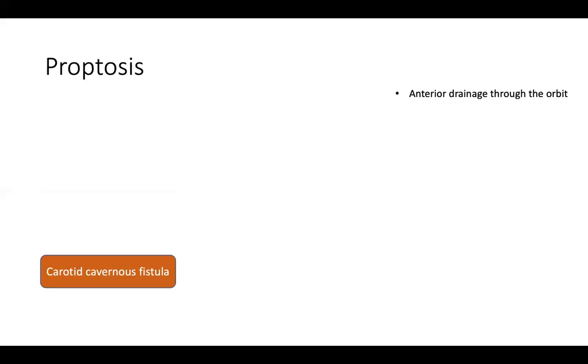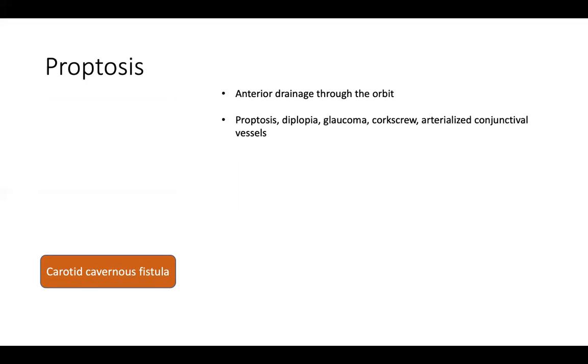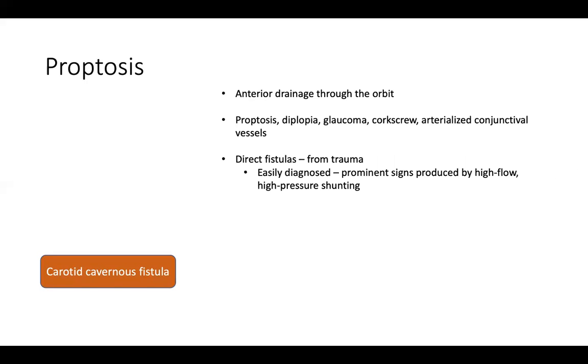In cases of carotid cavernous fistulas with anterior drainage through the orbit, these fistulas produce proptosis, diplopia, glaucoma, and corkscrew arterialized conjunctival vessels. Direct fistulas usually result from trauma. They are easily diagnosed because of the prominent signs produced by high flow, high pressure shunting.